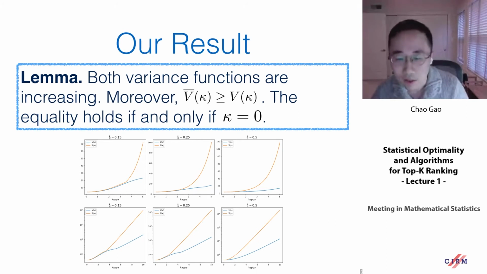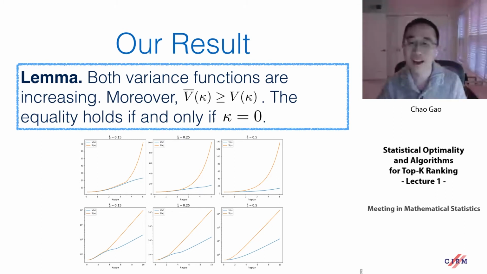Now, what's the difference between the top 3 plots versus the bottom 3 plots? Well, actually, they are the same plots. The top 3 plots are plotted against the standard y-axis, but the y-axis in the bottom 3 plots is plotted in a logarithmic scale. So if you look at the bottom 3 plots, you can conclude that both V and V bar not only are increasing, but they increase as kappa grows at an exponential speed.